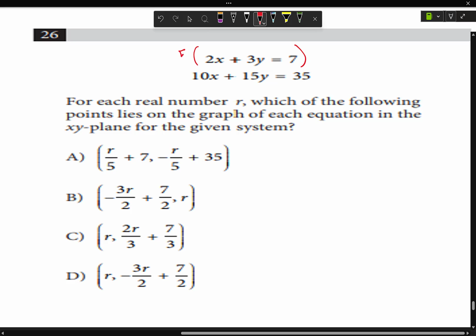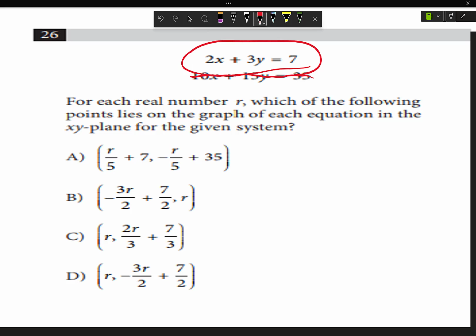But I see pretty quickly, if I multiply that top equation by 5, I end up getting the bottom equation. 5 times 2x is 10x, 5 times 3y is 15y, 5 times 7 is 35. So that tells me these are the exact same line. So really, I can eliminate one of these lines, and let's just focus on the one with smaller numbers. If they're the exact same line, that means the correct answer will fall on either one of these. Okay, so we've got 2x plus 3y equals 7.